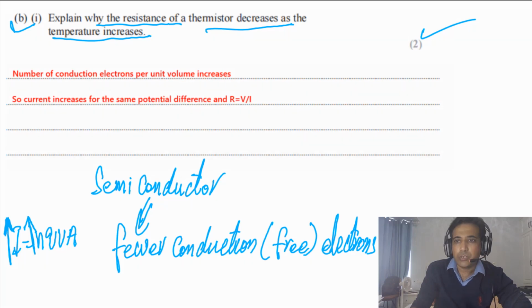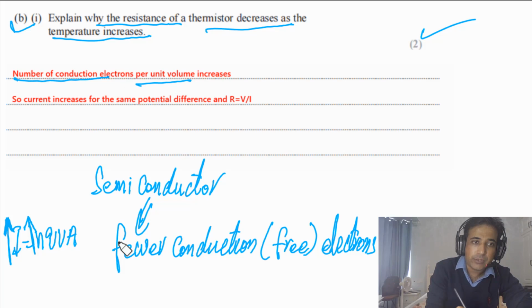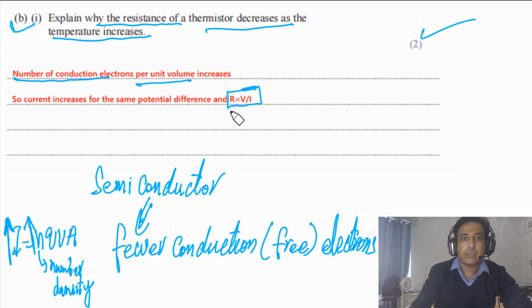In your answer, you can talk about these points. You can say number of conduction electrons per unit volume increase. That is N, means the number density. N is the number density, number of conduction electrons per unit volume. So this increases. So current increases for the same PD because R is equal to V divided by I. So if I increase, it means resistance decreases.